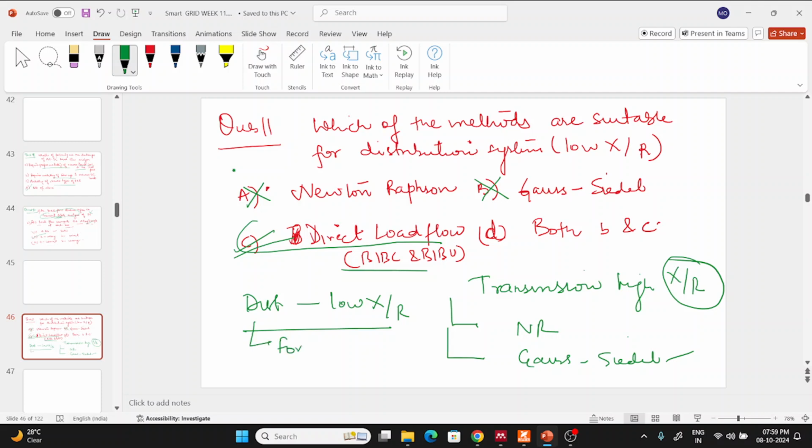There is another load flow method, which is the forward-backward sweep method. I will write it down correctly. Forward-backward sweep method. This is also used for radial systems which have a low x by r ratio.